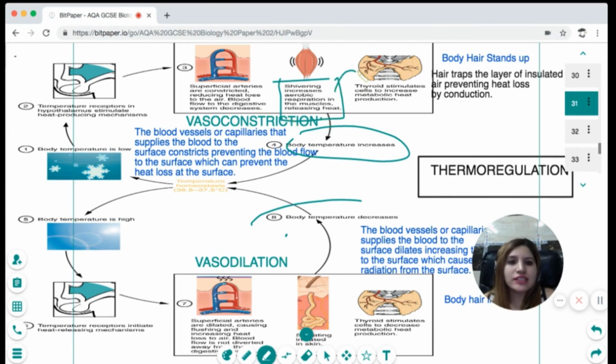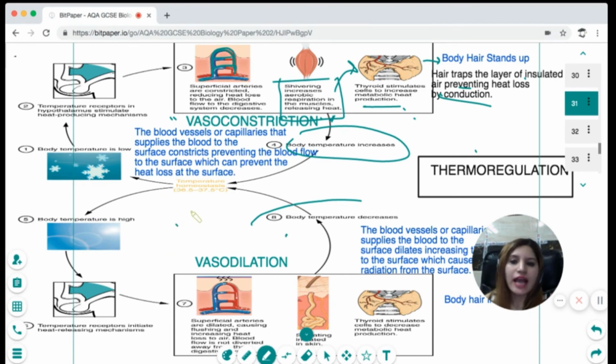Second, the thyroid stimulates cells to increase the metabolism so that the heat production can be increased. You must have seen you get goosebumps in cold. Why? Because the body hair stands up so that it can trap a layer of insulating air which can prevent heat loss by conduction. And you must have seen your body tends to turn blue. Why? Because of vasoconstriction. So when the temperature becomes too low, the capillaries supplying blood to the surface of the skin constrict. They reduce the blood flow to the surface. As the blood flow to the surface is reduced, the blood can lose less heat due to radiation.